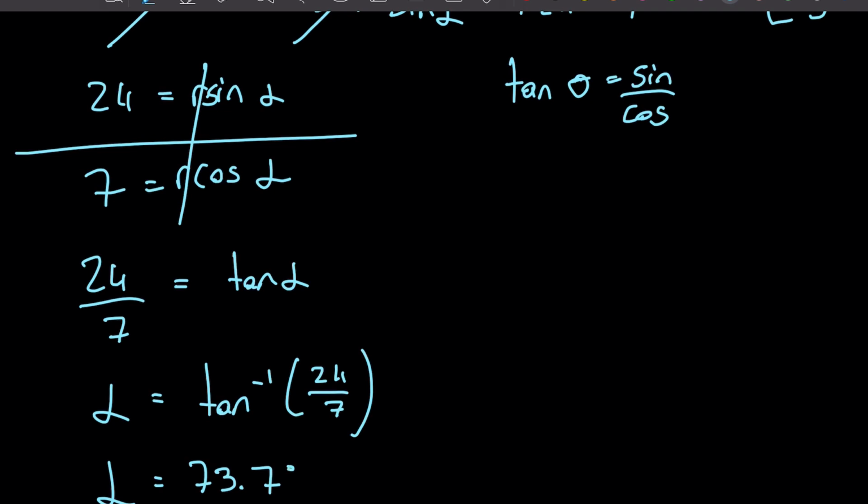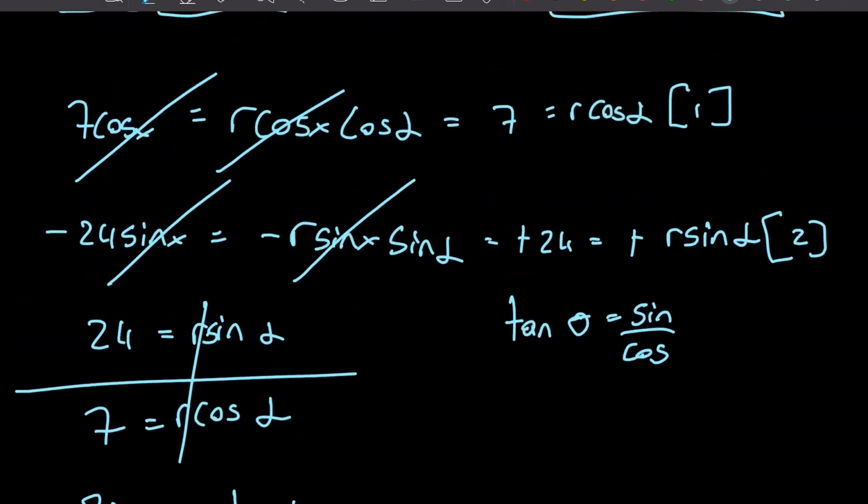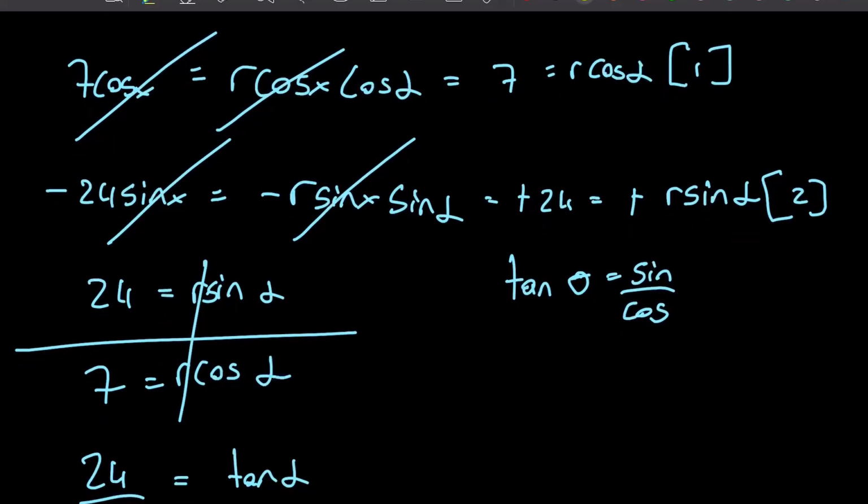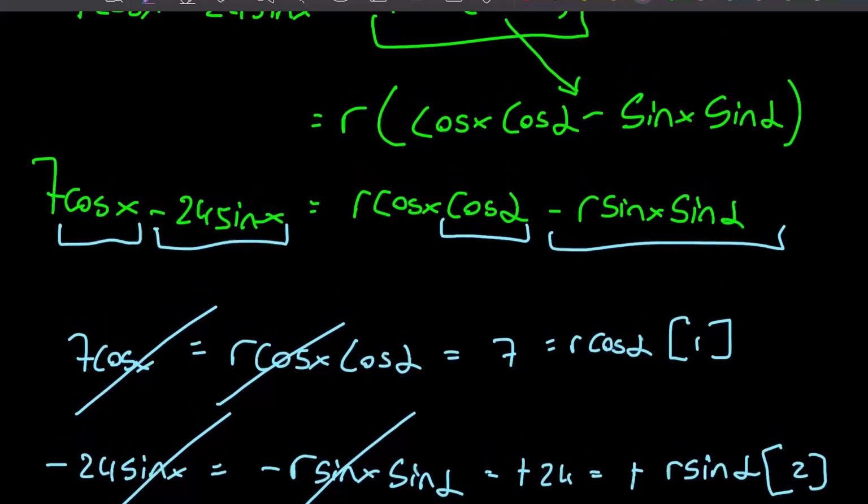Now that's great, so we have alpha. Now what else do we need to find? Well, we need to find r. So to find r, how do we do that again? So I'm going to rewrite the equations just because I want it to be as clear as possible. 7 equals r cos alpha.